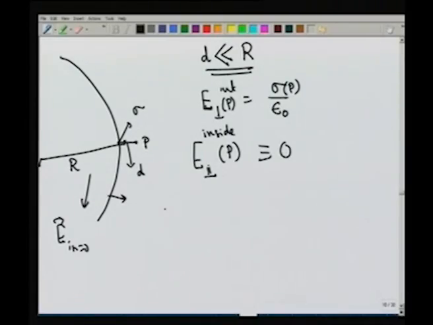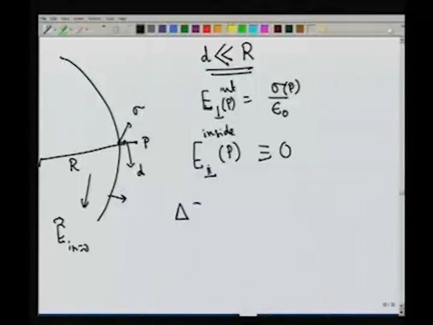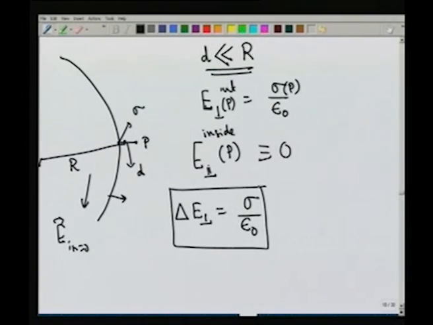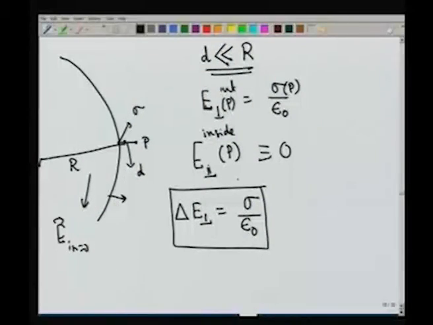Therefore, the discontinuity in the electric field signifies the existence of what? A discontinuity in the charge distribution, namely that there is a certain charge distribution which is spread along that particular surface. Therefore, you can write that delta E perpendicular is nothing but sigma by epsilon naught. This indeed is a very famous statement. The discontinuity in the perpendicular component of the electric field gives you the sigma, or conversely the sigma at that particular point will give you the discontinuity in the electric field.